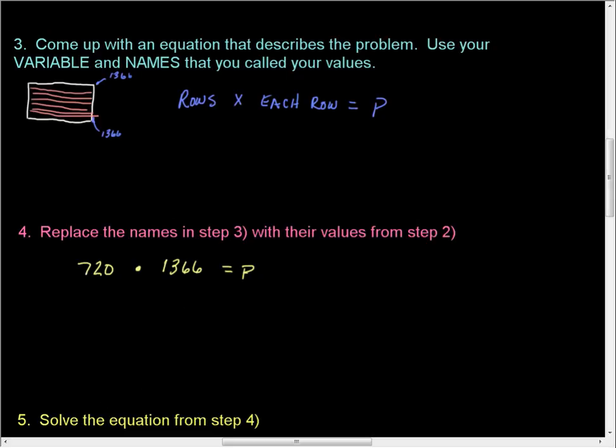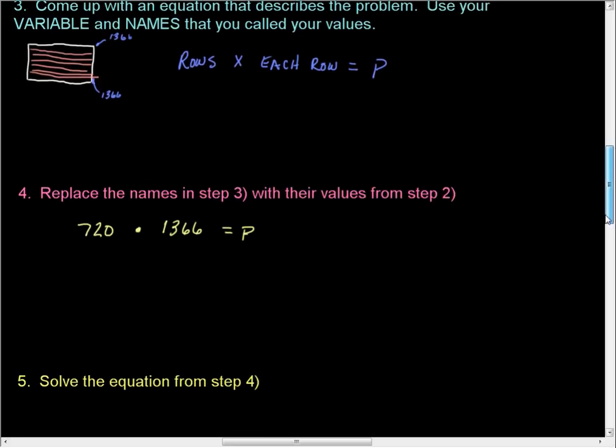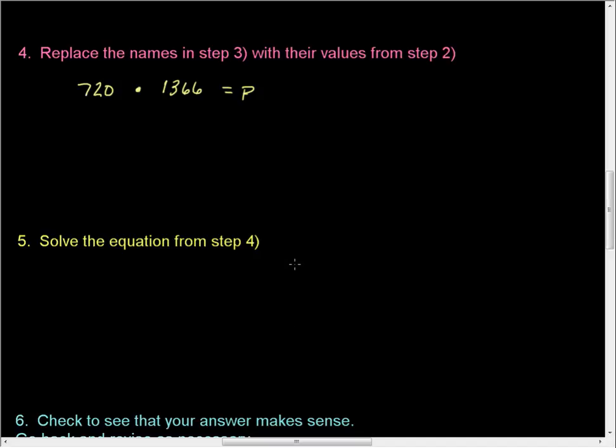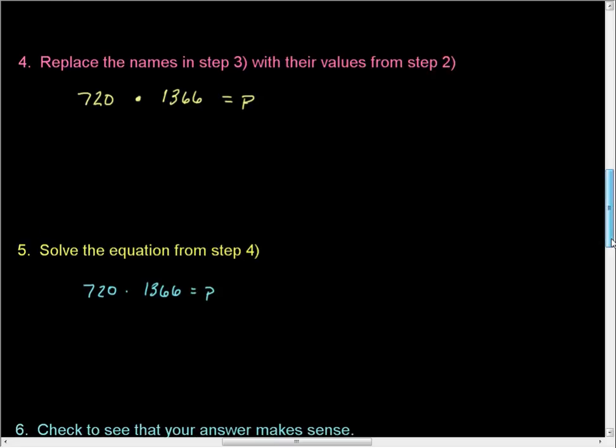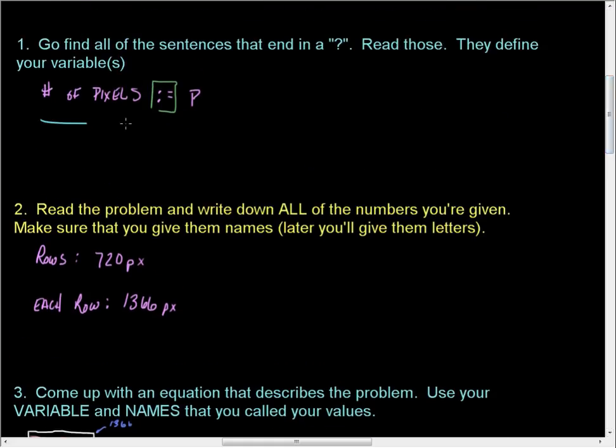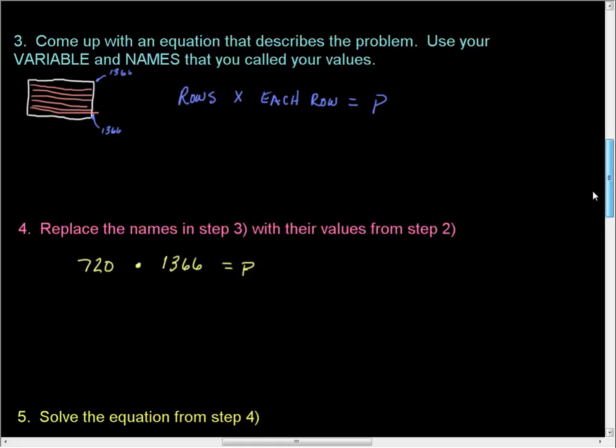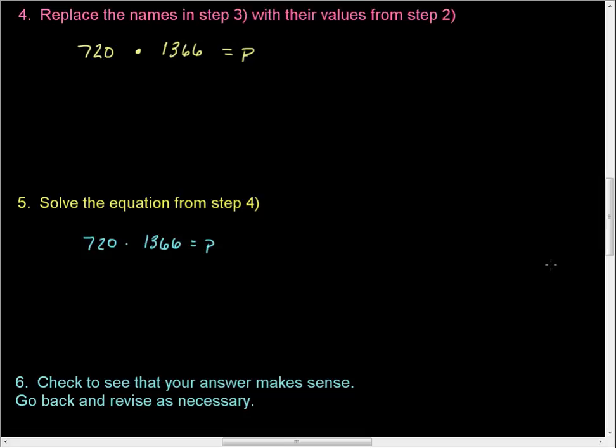Step 5, we're going to finish it out. Solve the equation from step 4. Okay, so now we have 720 times 1366 is equal to p, the number of pixels. Remember, p from step 1 is the number of pixels. That's what it represents. Okay, so now solve it. Well, we don't really have to solve it, we just have to multiply those two numbers.